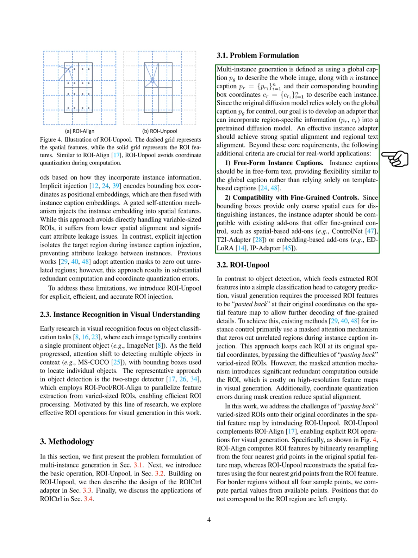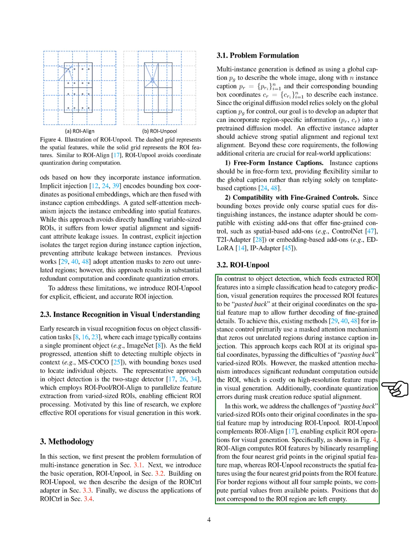Regarding ROI unpool, we note that visual generation requires processed ROI features to be accurately placed back at their original coordinates on the spatial feature map. Existing methods often use a masked attention mechanism to zero out unrelated areas during instance caption injection, which maintains the original spatial coordinates of each ROI. However, this method incurs significant redundant computation and coordinate quantization errors.